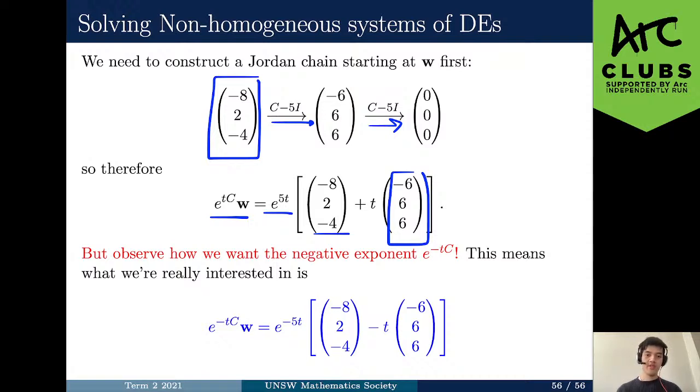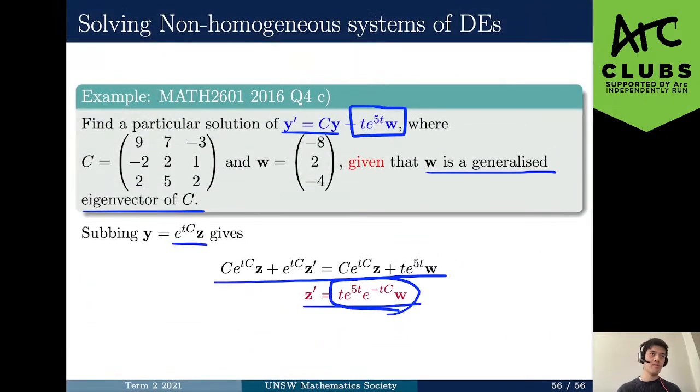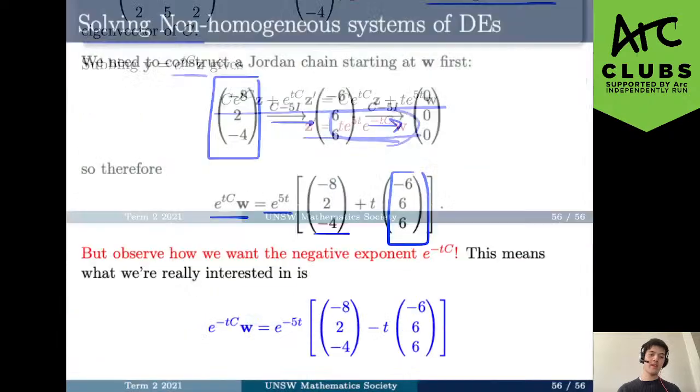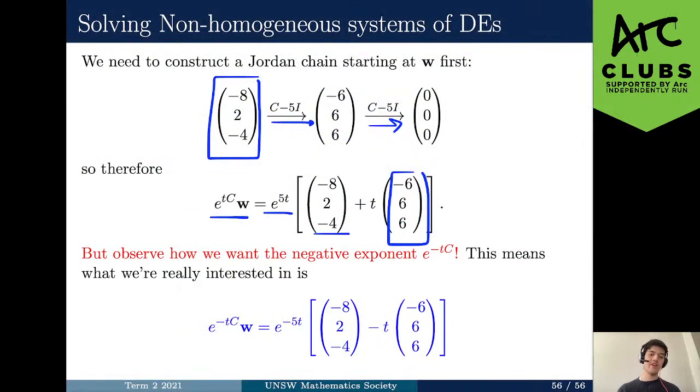Okay, but actually the thing I want to calculate is e to the negative tc. Now e to the negative tc seems like it's harder to calculate. We didn't know how to calculate e to the negative tc. But actually, if we calculated e to the tc, all I need to do now is change this t to a negative t. That's very simple. To calculate the inverse of this matrix, it's very easy. Whenever t appears, I change it to a negative sign. And so this is e to the negative tc times w.